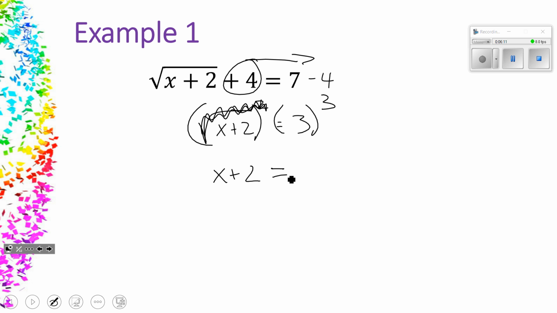Okay? And then 3 to the second power is equal to 9. And the reason why you've got to do that is because what you do to one side, you must do to the other. So if I square on this side, then I've got to square it on that side. And then from there, now that there's no more radical, I can finish solving and get x equals 7.